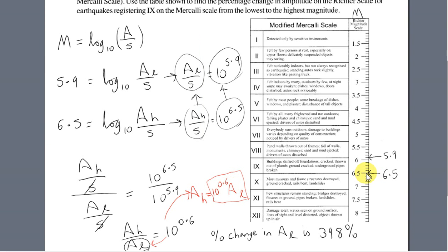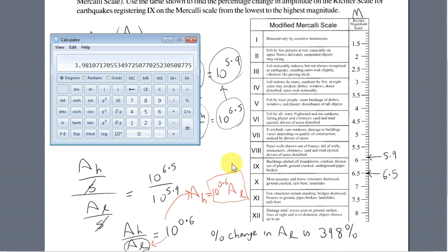So just to remind you, an earthquake of magnitude 6.5 has an amplitude that is 3.98 times the amplitude of an earthquake of magnitude 5.9. In other words, we have to increase the amplitude of an earthquake of magnitude 5.9 by 398%. So I just multiply this by 100 and I've rounded to the nearest integer.